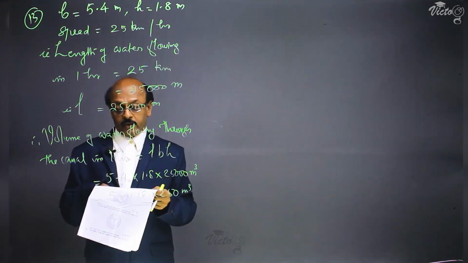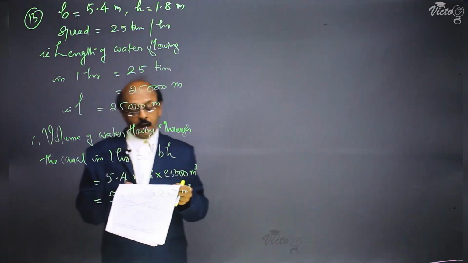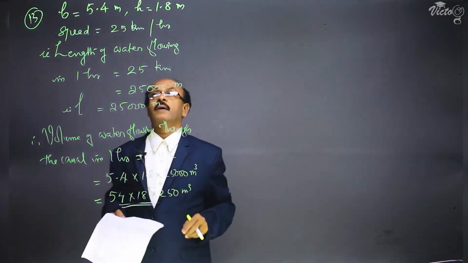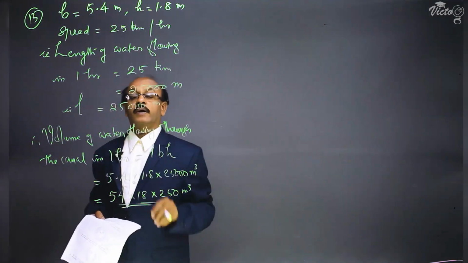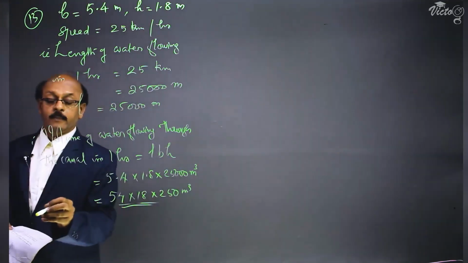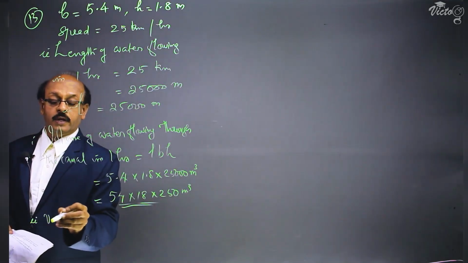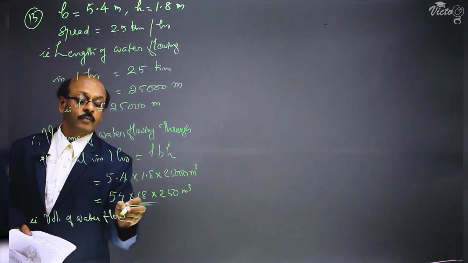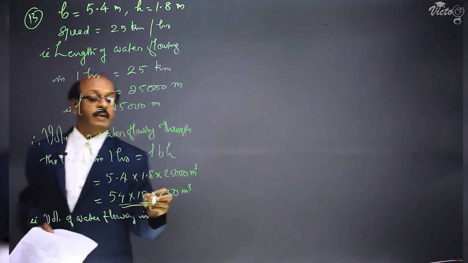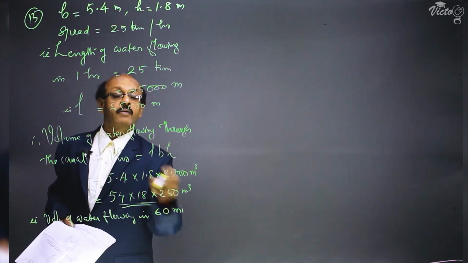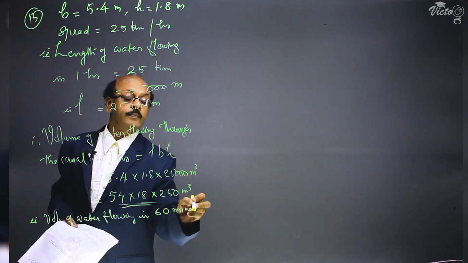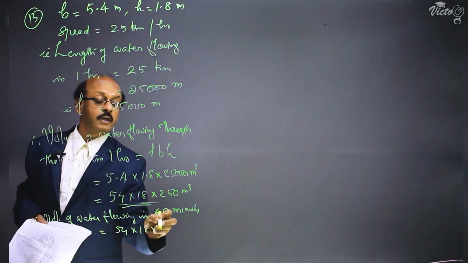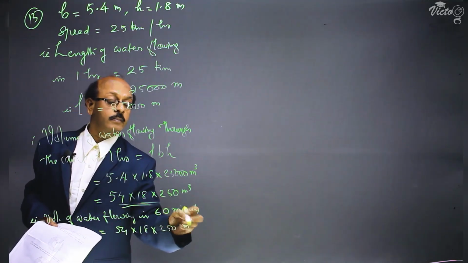Now we can find the area. How much area can it irrigate in 40 minutes? This is 1 hour. Volume of water flowing in 1 hour, that means volume of water flowing in 60 minutes, 1 hour means 60 minutes, is equal to 54 into 18 into 250 meter cube.